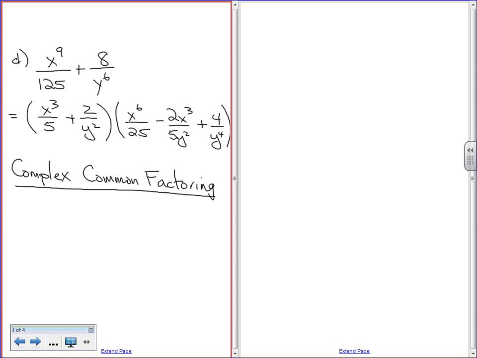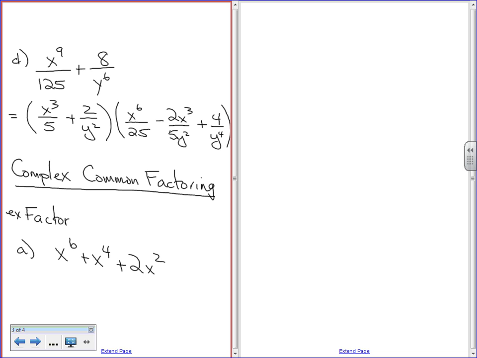So I'm going to remind you how to common factor, and then we're going to use the same concept for harder questions. Okay, so example: factor the following. x to the power 6 plus x to the power 4 plus 2x to the power 2.